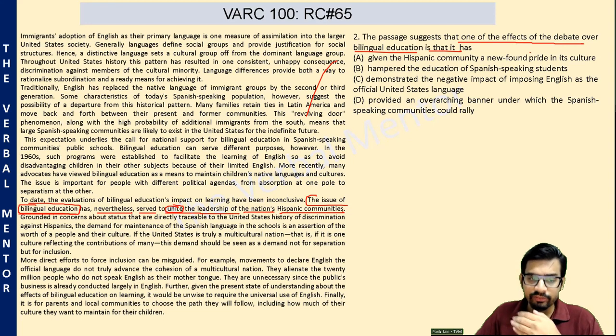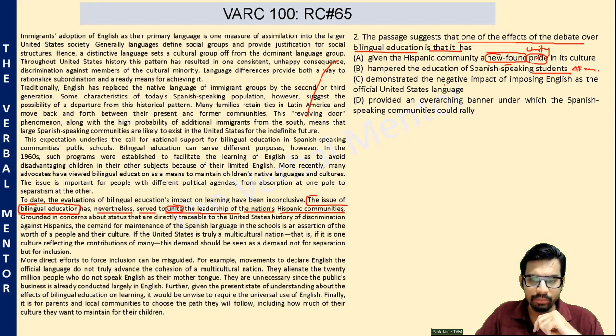Now I am looking for a paraphrase for this idea. Let's see. Option A: it has given the Hispanic community a newfound pride in their culture. There's no talk of pride, there's only talk of unity. Also, there's no talk of newfound. It would imply earlier they did not have pride, and now they have started taking pride in their culture. Nothing of this nature is mentioned. It has hampered the education of Spanish-speaking students. Alien idea. Nothing of this nature is mentioned.